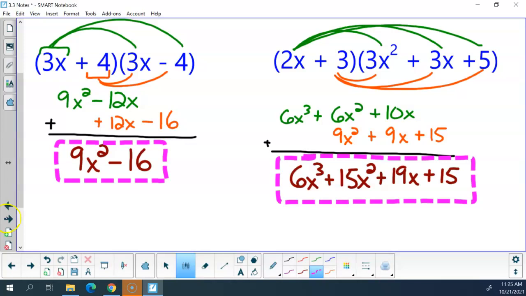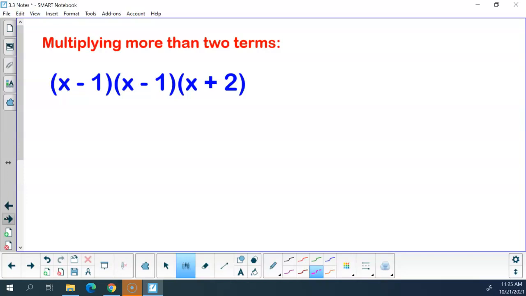Now the downfall with polynomial multiplication is that you can only do 2 at a time. It's not like with just numbers, when you can multiply 2 times 3 times 4 times 5 all at the same time. You can only do 2 at a time in multiplication.